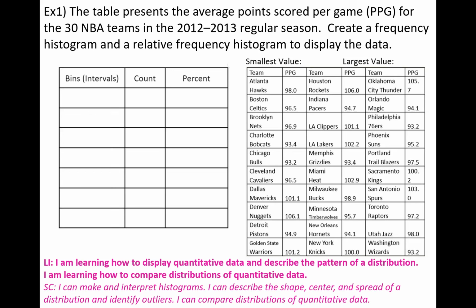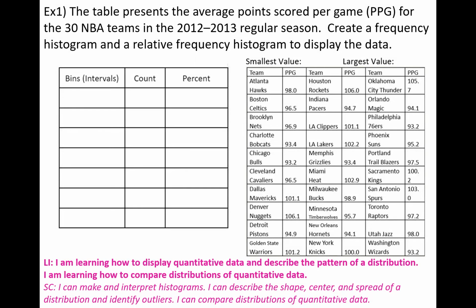Okay. Example 1. The table presents the average points scored per game, so that's PPG or points per game, for the 30 NBA teams in the 2012-2013 regular season. Create a frequency histogram and a relative frequency histogram to display the data.